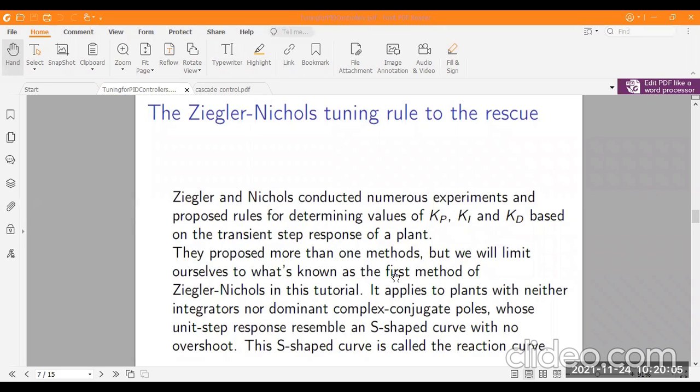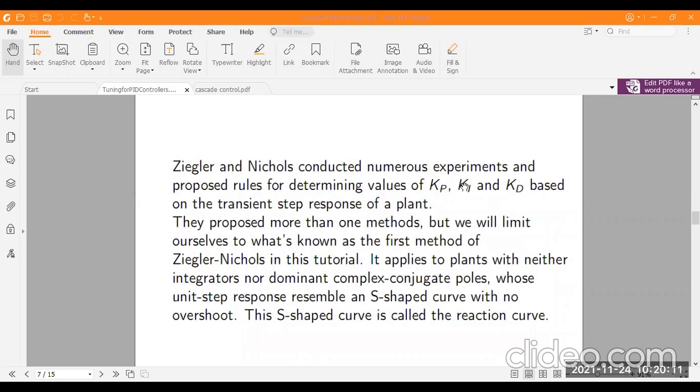They basically conducted numerous experiments, and proposed rules that determine the value of the proportional controller, integral controller, and derivative controller. It is based on the transient step response of a process plant also. So they proposed more than one method we can use in this PID controller part. But when we use this, it has different types of controller variables, that is controller constants. It applies to plants with neither integrators nor dominant complex conjugate poles.